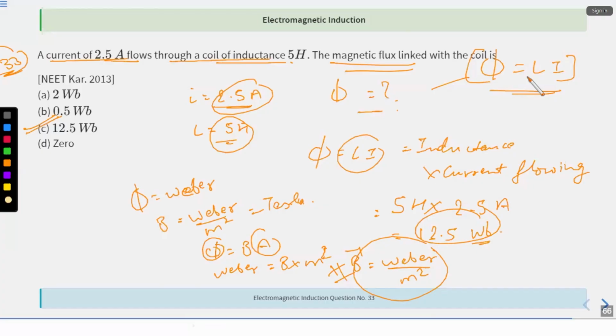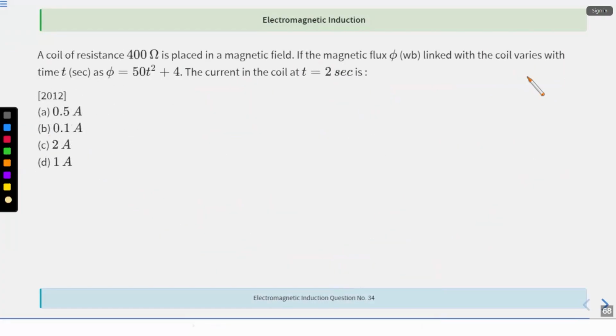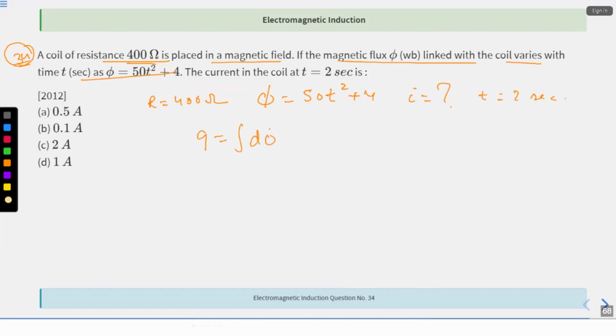So now moving on to question number 34. Okay, so I think this is a nice question. A coil of resistance 400 ohms placed in a magnetic field. If the magnetic flux linked with the coil varies like this, 50 t square plus 4, then what would be the current at t equal to 2 seconds? So for this, I need to use this formula that Q is given by integration of d phi by R. How I got this formula, I guess you know, and then I will use I equals Q by T. Or you can use Q equals integral I dt.